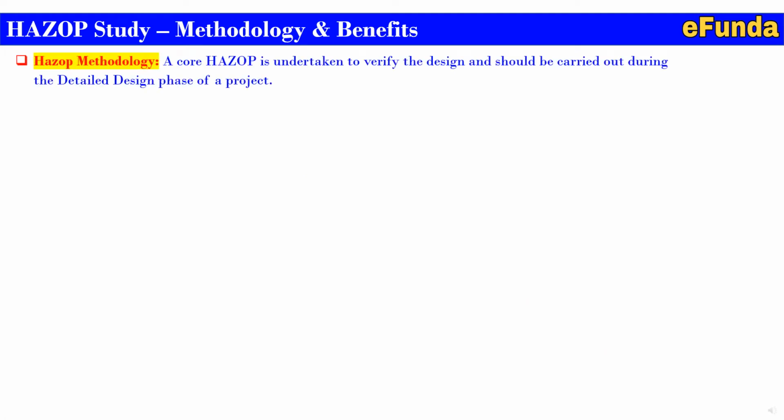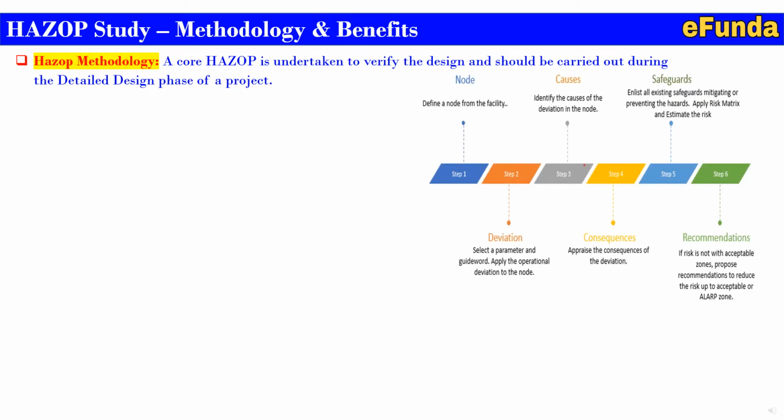HAZOP methodology. A core HAZOP is undertaken to verify the design and should be carried out during the detailed design phase of a project. One can refer to the figure where the methodology is defined. First step is to define the node from the facility. Second step is deviation: select a parameter and guide word, and apply the operational deviation to the node.